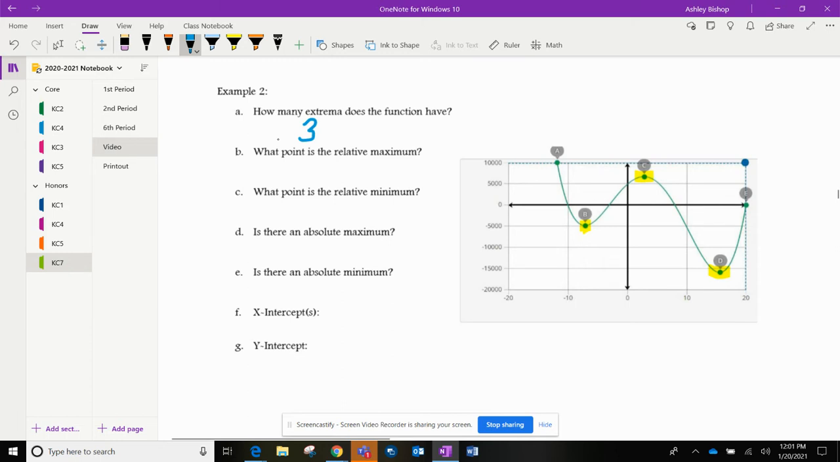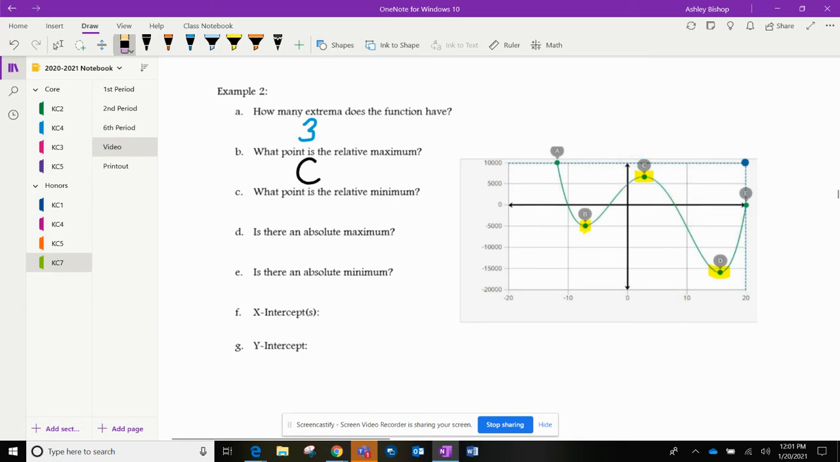What point is the relative maximum? Remember, there can be more than one. So how many maximums do I even see total? Well, I only see one maximum point. So that relative maximum is going to happen at point C. Okay, there's only one of them.